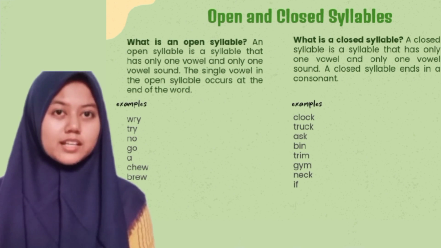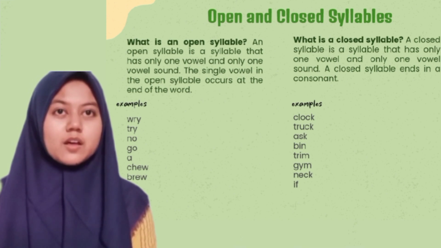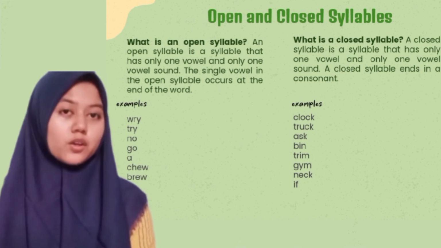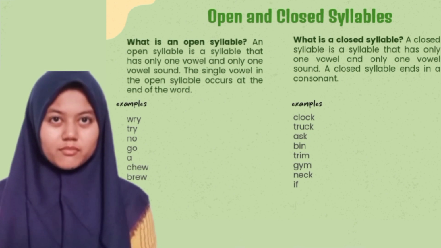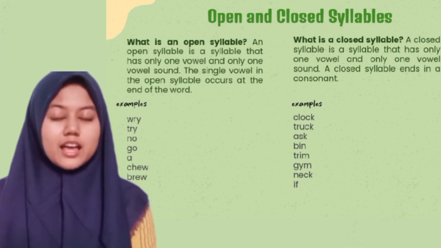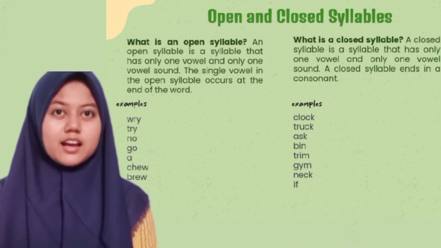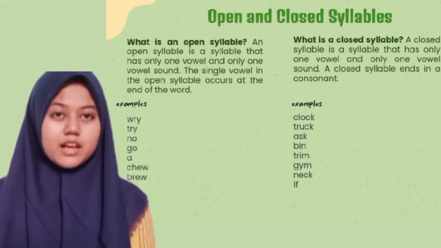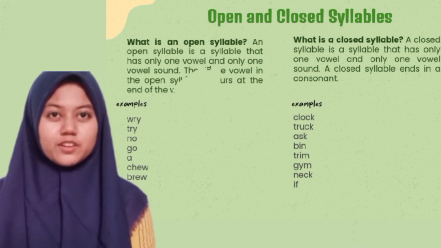What is a closed syllable? A closed syllable is a syllable that has only one vowel and only one vowel sound. A closed syllable ends in a consonant. Examples: truck, us, bin, trim, gym, neck, if.